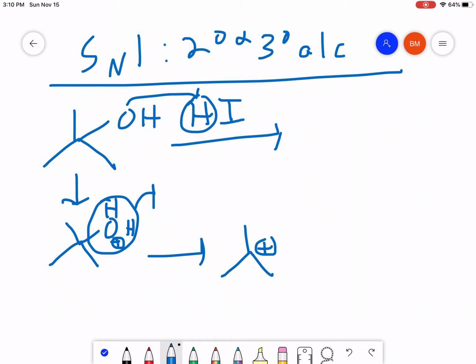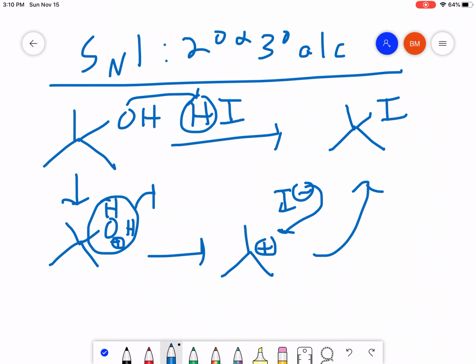Get in the habit of doing this. What type of carbocation do we have here? We have a tertiary. If we have a tertiary, are we going to have a rearrangement? No way. So we're good as is. And then that I minus is left over. Bada boom, bada bing. It attacks. And you got your alkyl iodide. Easy peasy. Okay? Now, that being said, there is a little bit more nuance here.